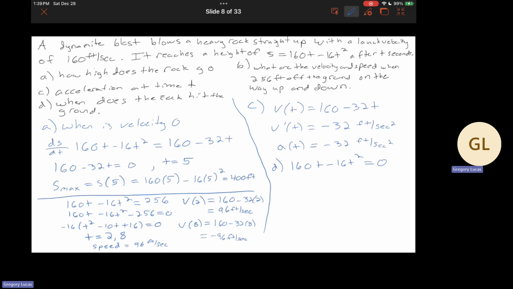Again, we can factor out 16t. If I factor out 16t, I'm left with 10 minus t. So we get t is equal to 0 and t is equal to 10. Our answer would be t equals 10 because we know it's on the ground at 0, since that's when we blasted it. At the point of blast, of course, it's on the ground. But the second value is when it hits the ground again.